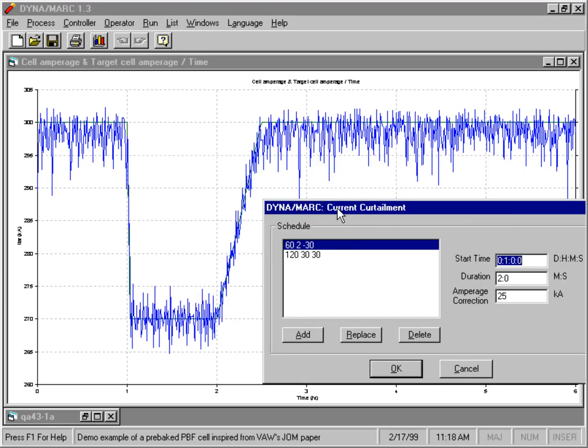You can see that we have obtained this by essentially two entries to the scheduled current curtailment facility. First is a drop of 30 kiloamps in one time step after 60 minutes of simulation. The second is the increase with a ramp of 30 minutes after 2 hours of simulation.